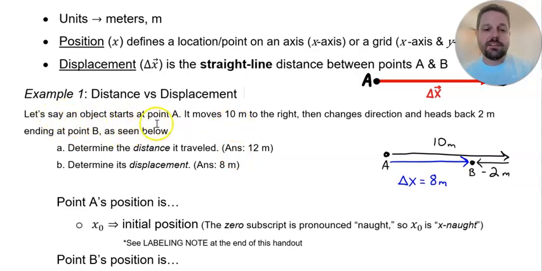Let's say an object starts at point A, moves 10 meters to the right, but then changes direction, heads back 2 meters, where it ends at what we could call point B. So from point A to point B, we could draw as a diagram right here, which is on your sheet. So it goes to the right 10, back 2, and we can see that the total distance that travels would be 12. That would be like the mileage you put on the car, so to speak. Like how far did you actually do?